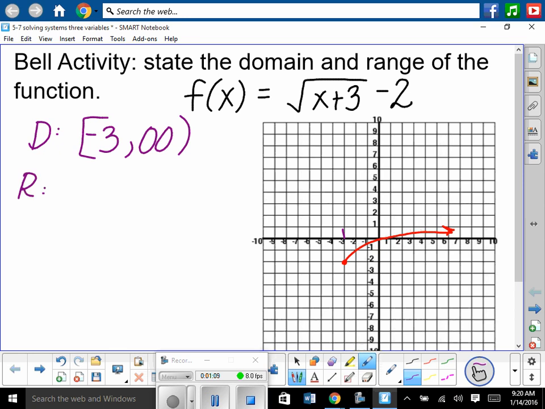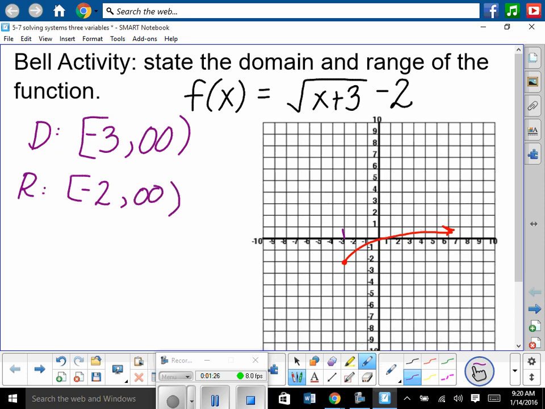So now you have to shift your eyeballs. How far down to up? The smallest y value. Where does it start on the y-axis? -2, and it grows to positive infinity.